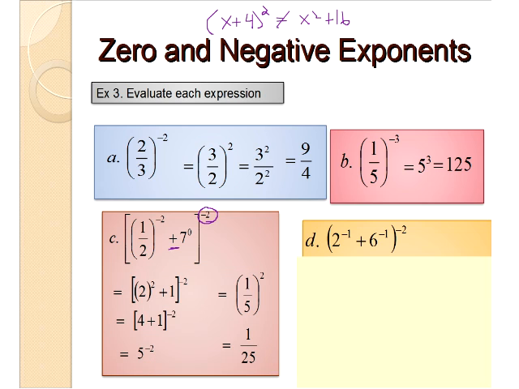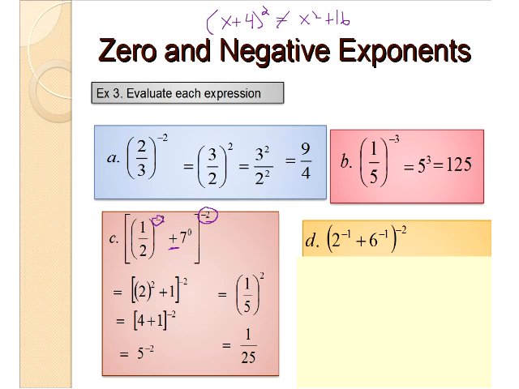So you can see here that 1/2 to the negative 2, flip the base because of this negative exponent, and that'll be 2 squared, which is 4. 7 to the 0 is 1, so I have 5 to the negative 2. Flip the base, keep the positive exponent, that's 1 over 25.